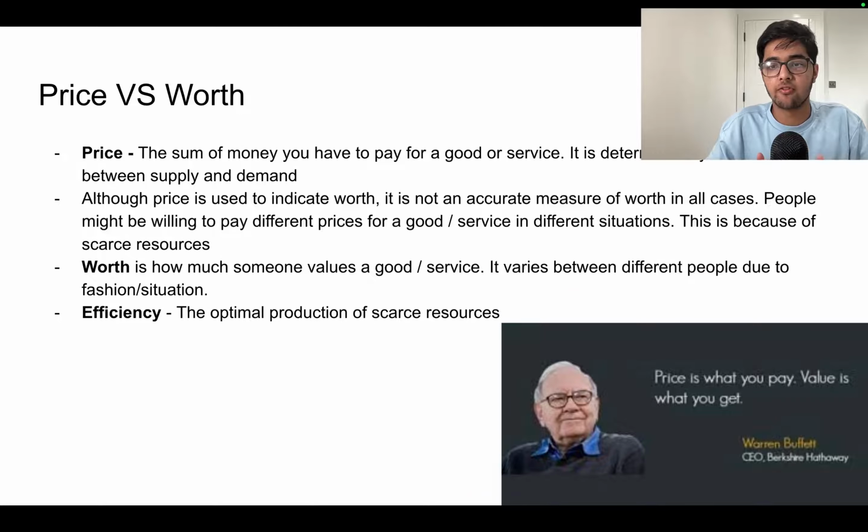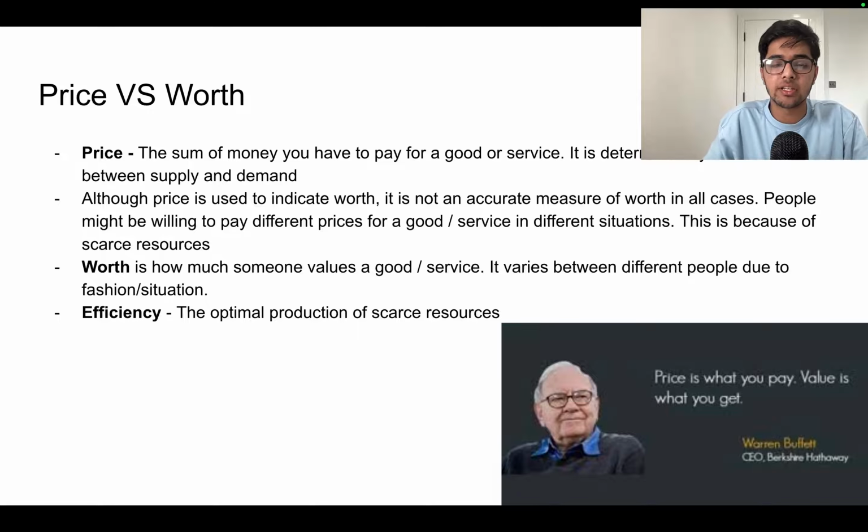First, you need to know the difference between price versus worth. On the bottom right is a famous quote by Warren Buffett. It may summarize this, but you still need to know the definitions. Price is the sum of money you have to pay for a good or service. It is determined by the interaction between supply and demand. Although price is used to indicate worth, it is not an accurate measure of worth in all cases.